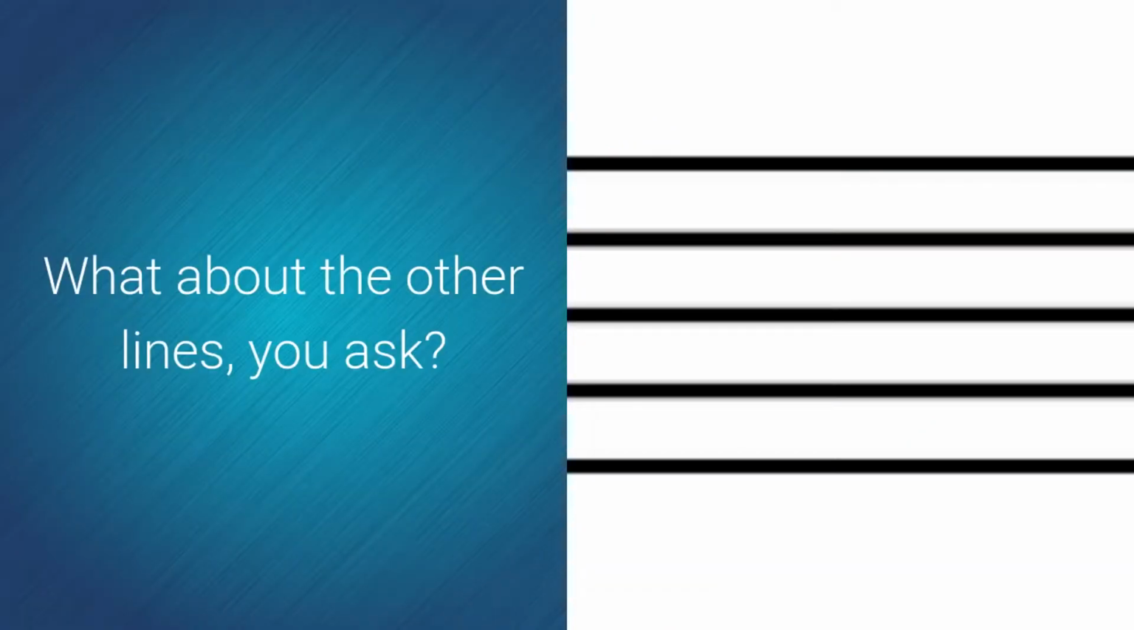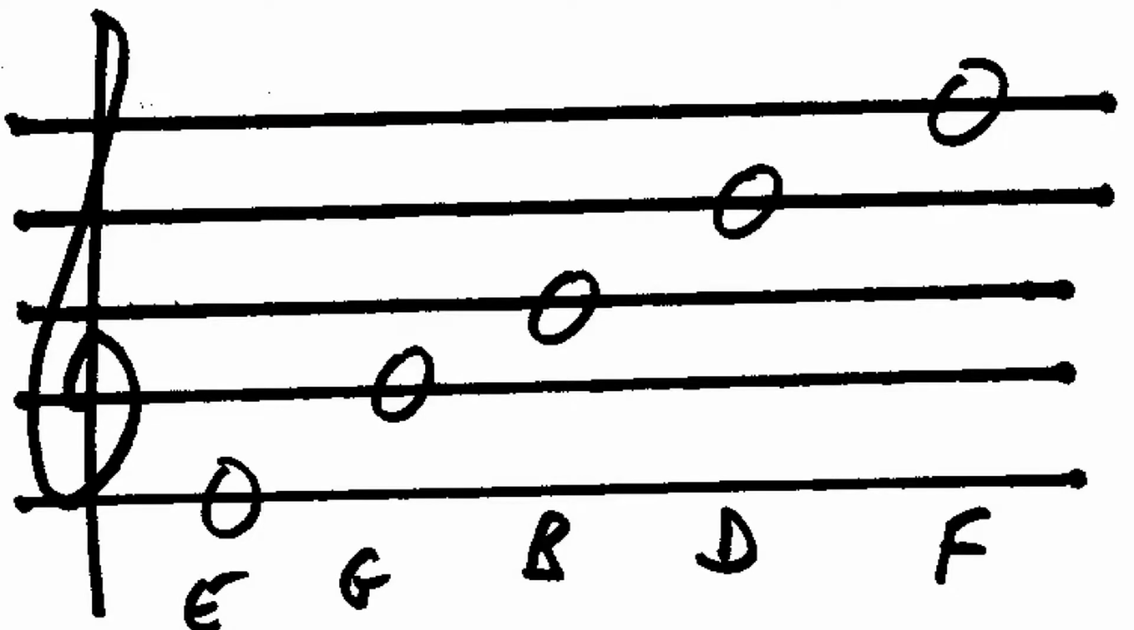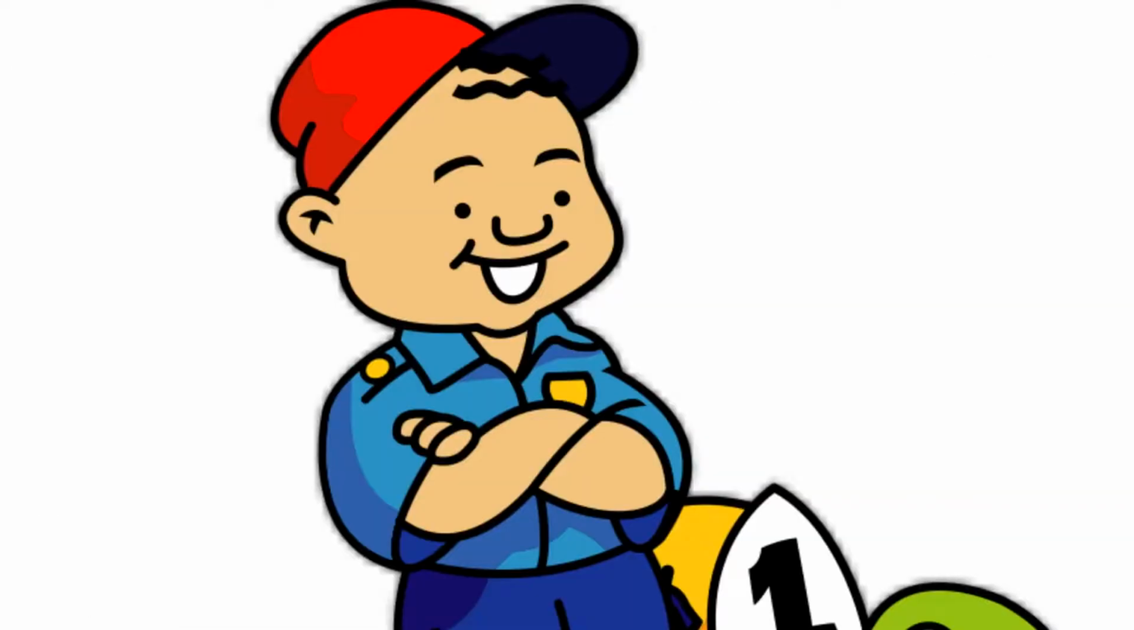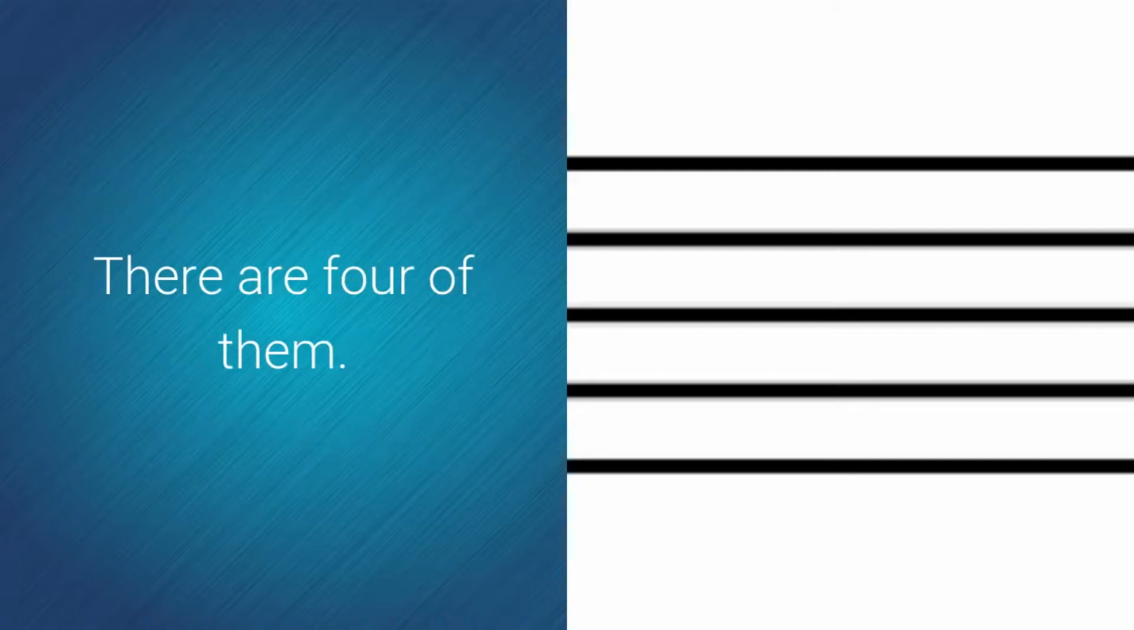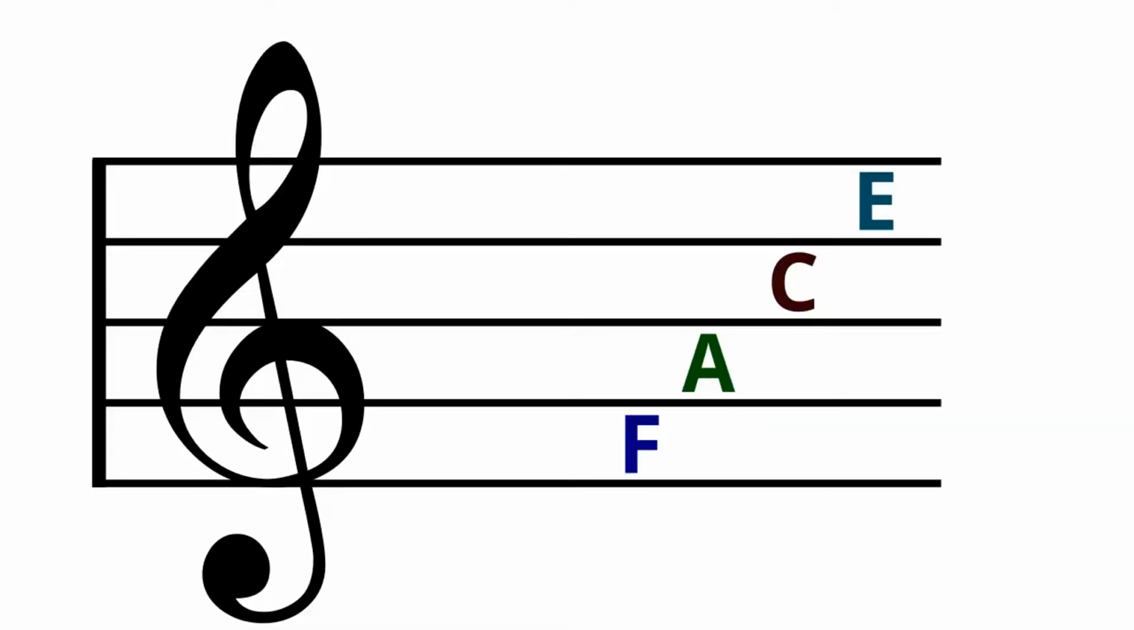What about the other lines, you ask? The other lines, starting from bottom going up to the top, are E, G, B, D, and F. A great mnemonic for this is every good boy deserves fudge. Now have a look at the spaces between each line from the bottom up. There are 4 of them. These spaces are the notes F, A, C, E, which conveniently spells face.